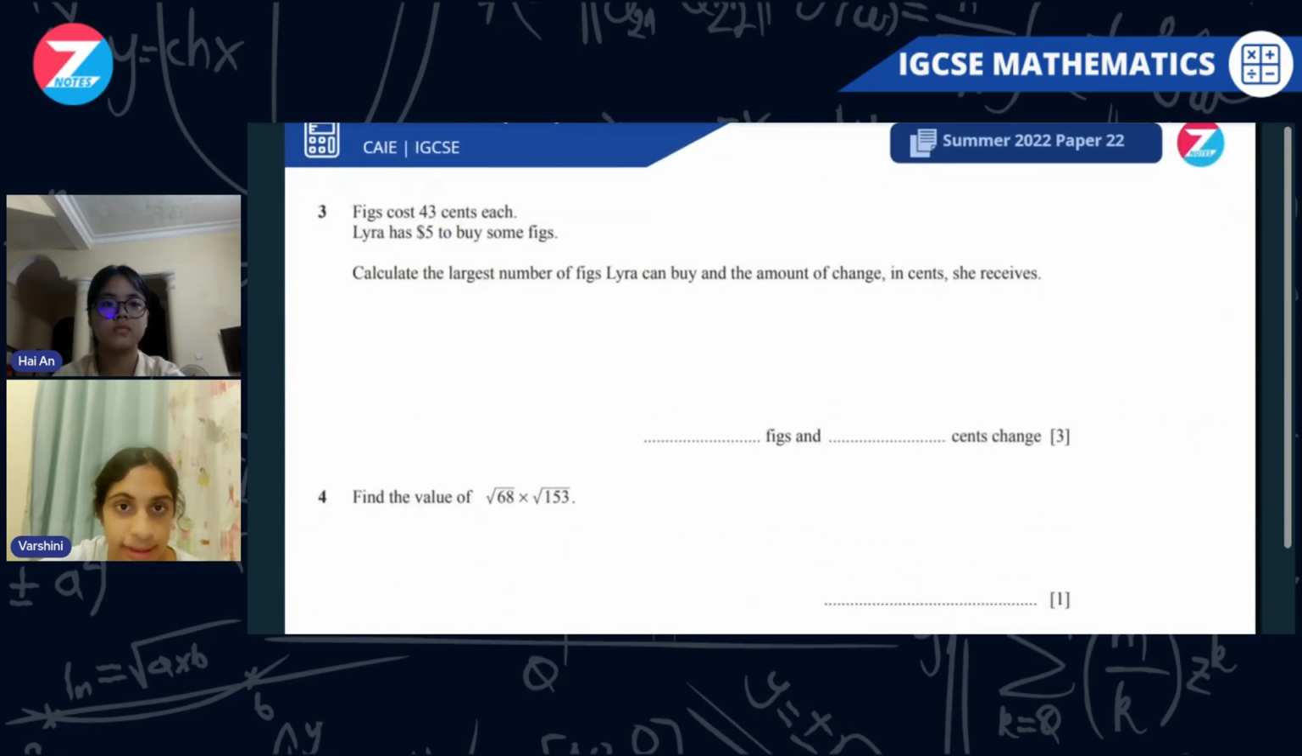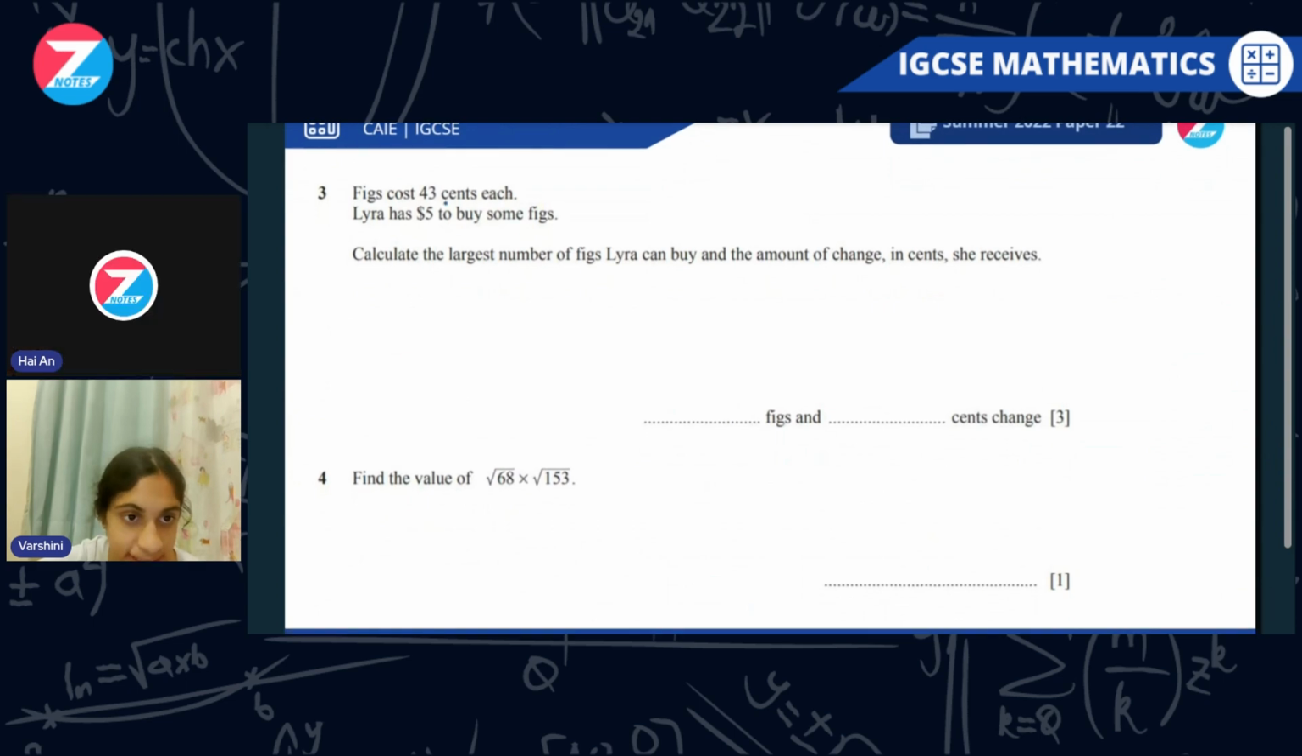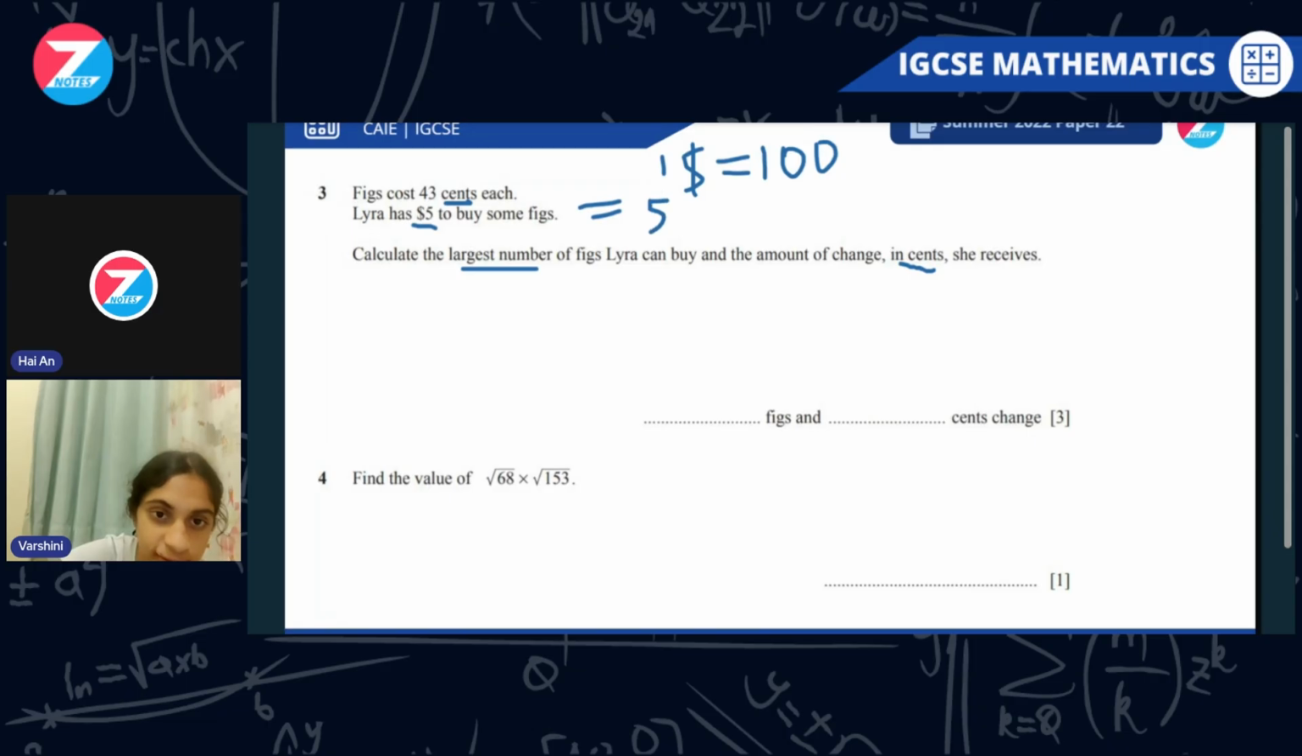Okay, question 3. Figs cost 43 cents each, and Lyra has $5 to buy some figs. Calculate the largest number of figs Lyra can buy, and the amount of change in cents that she receives. Okay, so first of all, we have cents and we have dollars here. Since they want us to calculate everything in cents, we're going to have to change all the units to cents. So we know that $1 equals 100 cents. And so $5 is going to be 5 into 100 cents. So we can make this 500 cents.